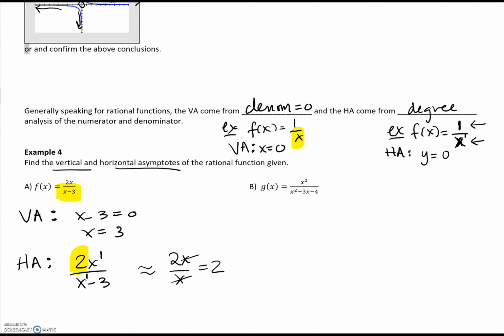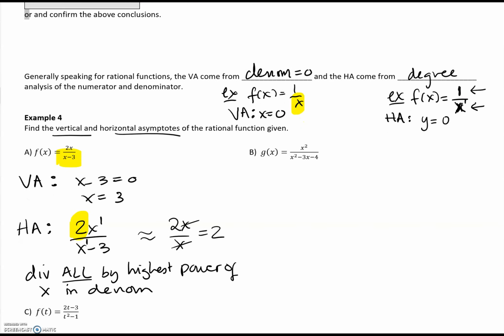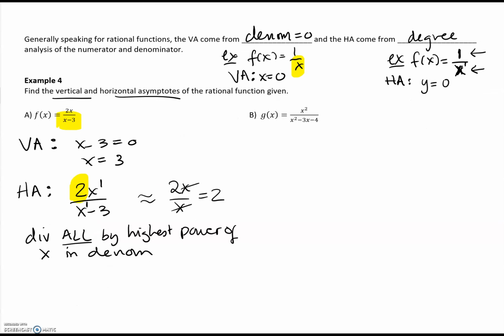Formally, how do you show that? You divide all by the highest power of x in the denominator. In other words, who's winning over when x gets really large or really small? So formally you're saying, okay, 2x divided by x, and the minus 3 divided by x, everybody got divided by x, which means now I have a 2 over 1 minus 3 over x.